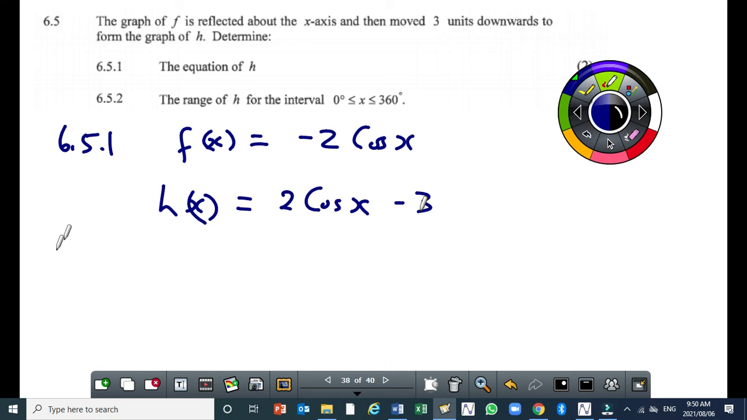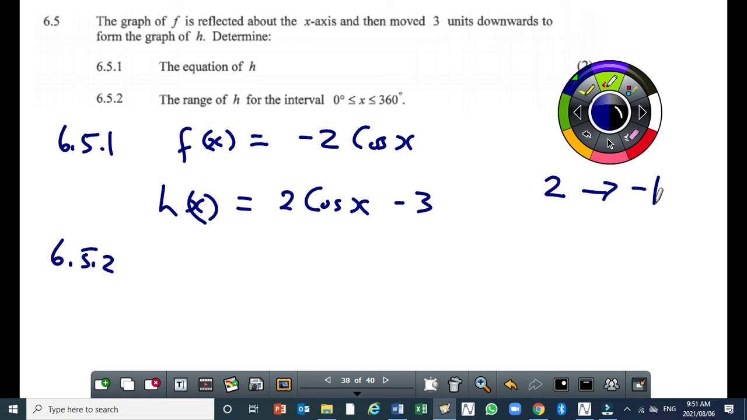Okay? Now, 6.5.2 now. You should be able to sketch this graph. What is the amplitude of 2 cos x? 2. It's a 2. So if you move a point which is the maximum, x, y equal to 2, by 3 units down, where do you get to? What is 2 minus 3? Minus 1. You shouldn't take long to figure that out. Because if you are at 2, then you move 3 steps down, you get to negative what? Negative 1.